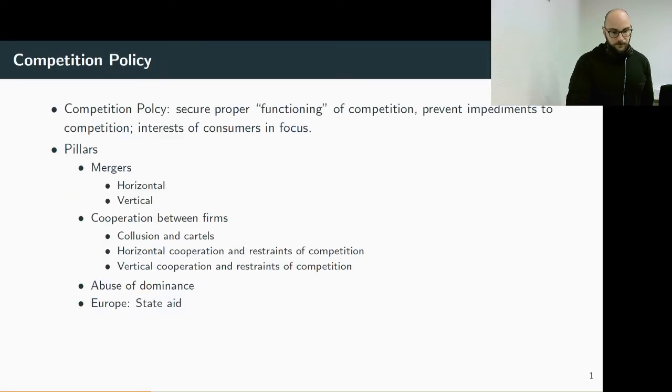Okay, so competition policy. What is competition policy? Well, the goal of competition policy is to secure that competition in the economy is functioning properly, right? That basically means, we've already learned that, we should prevent situations where competition is so impeded that we move towards a monopoly setting, right? So again, recall the concept of that line where we have one extreme that is perfect competition and the other extreme that is monopoly.